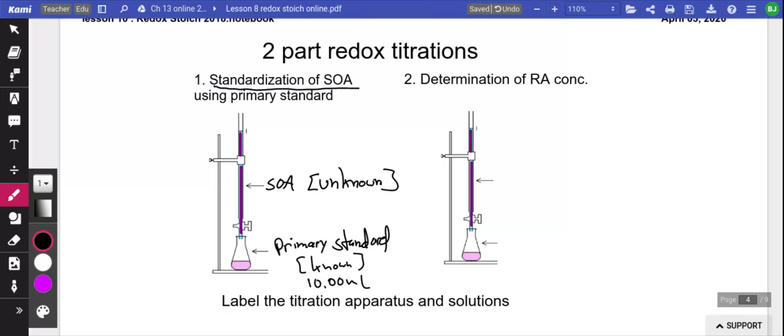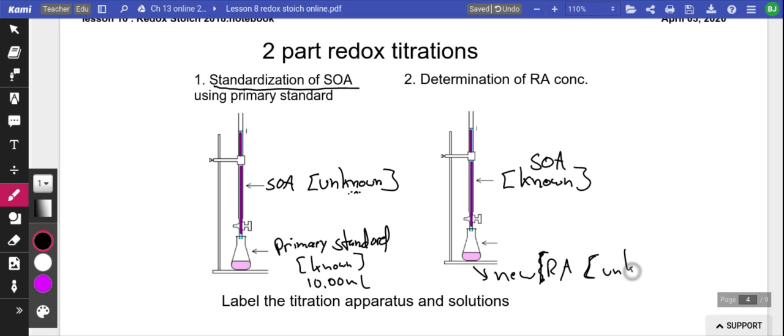Once this is done, now we've figured out this concentration. We do stoich. So now its concentration is known. It's the same strong oxidizing agent. And now we have a new reducing agent. Whoops. And its concentration is unknown. So this is the goal of the lab.